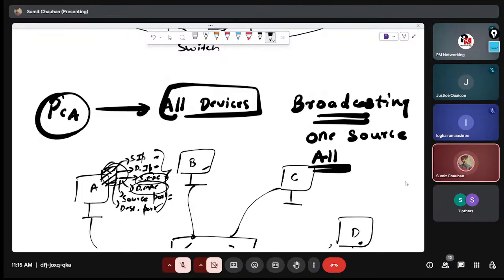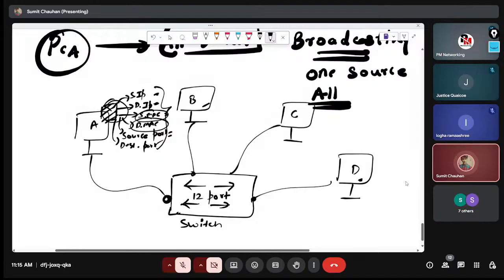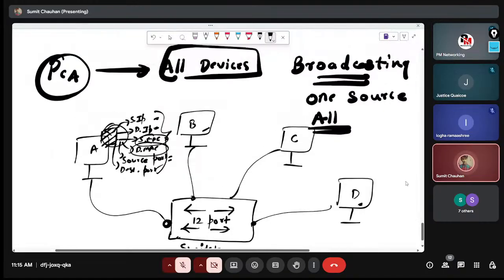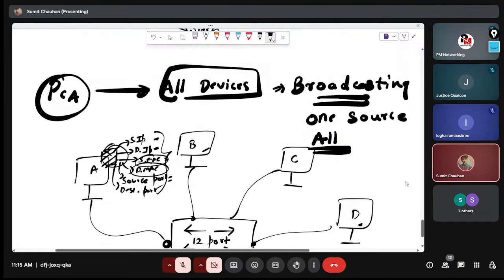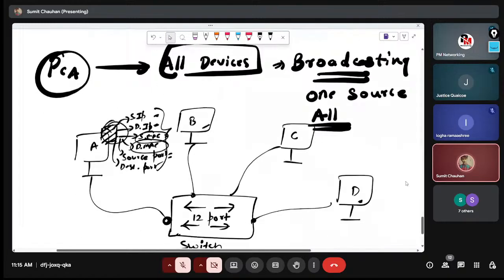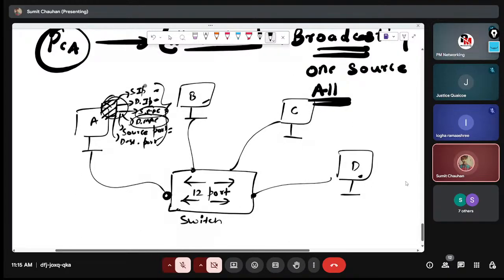Whether they can be two, three, four, doesn't matter, but all the people inside the network. Then we have to do what? Broadcasting. Okay, so PC A wants to send data. Data can be anything. That same image that it was sending to PC B and D earlier, now it wants to send the same image to all the people inside the network.